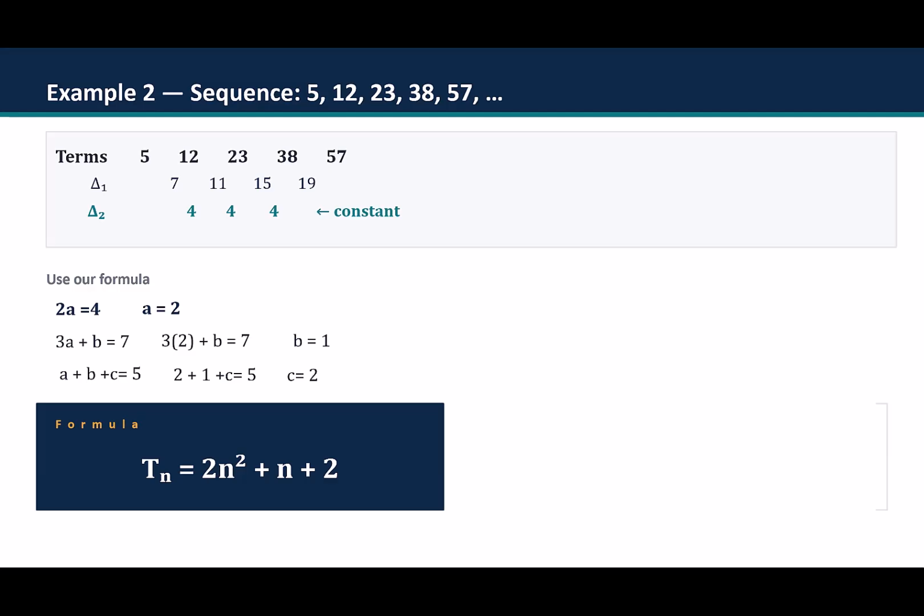Now that we have a closed or explicit form for our sequence, we can find any value in the sequence. Let's try finding t sub 15. That means we just plug in 15 wherever we see n. That's 2 times 15 squared, or 225, plus 15 plus 2, which is a total of 467.